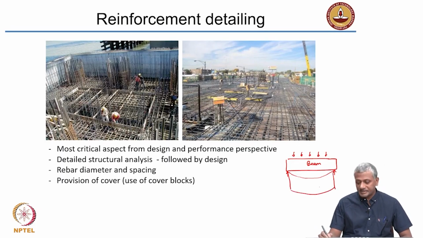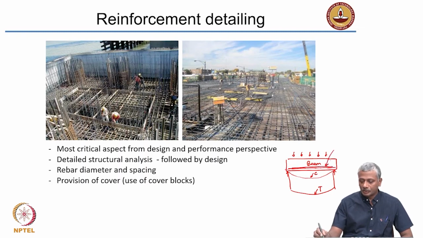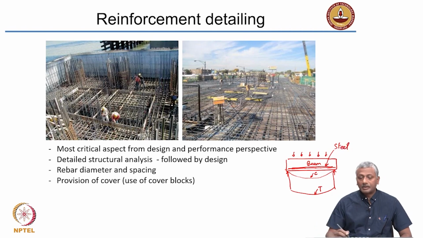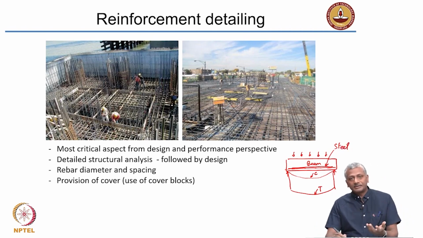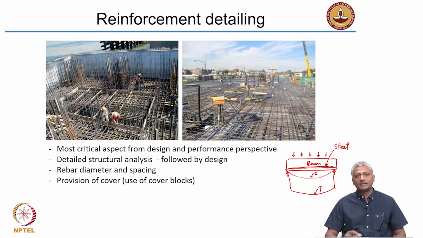So this means that the bottom fiber where you have stretching, that's in tension, and the top fiber is in compression. So the steel essentially has to be provided close to the bottom of the beam. Now reinforcement detailing is going a step further, not just understanding where steel needs to be provided, it also means how much steel needs to be provided in a given cross-sectional area, how much area should be covered by steel.